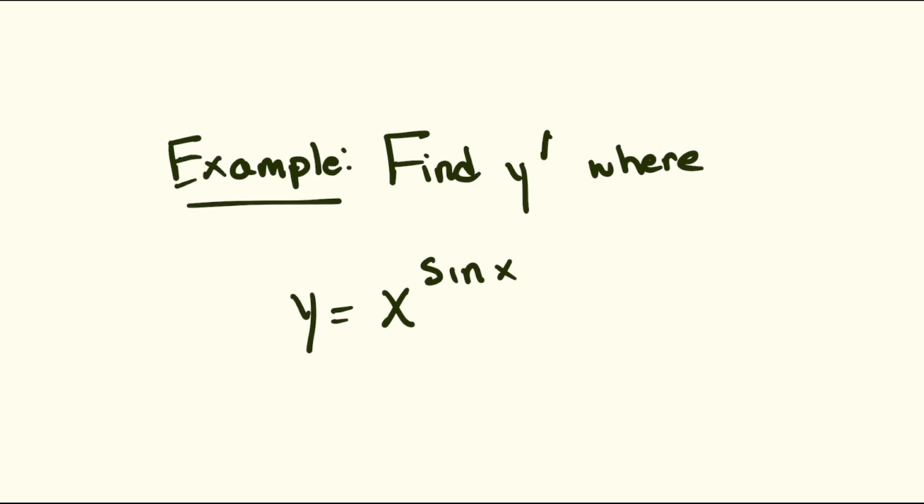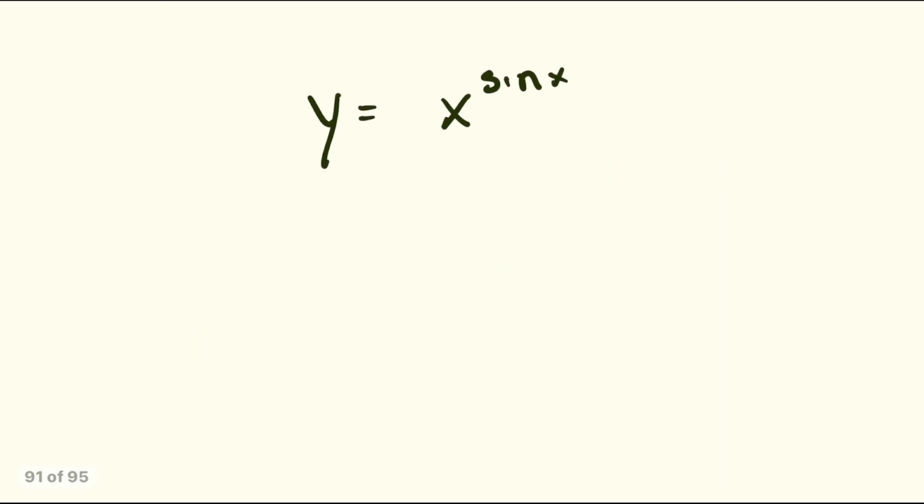We're looking to find y prime where our y value is equal to x to the sine x. And you can already see what the problem is here, right? We've got an x here as our base, but also we've got an x stuck inside of our exponent. So let's see how we piece this and tear this apart so we can take a derivative, because we cannot take the derivative as it stands.